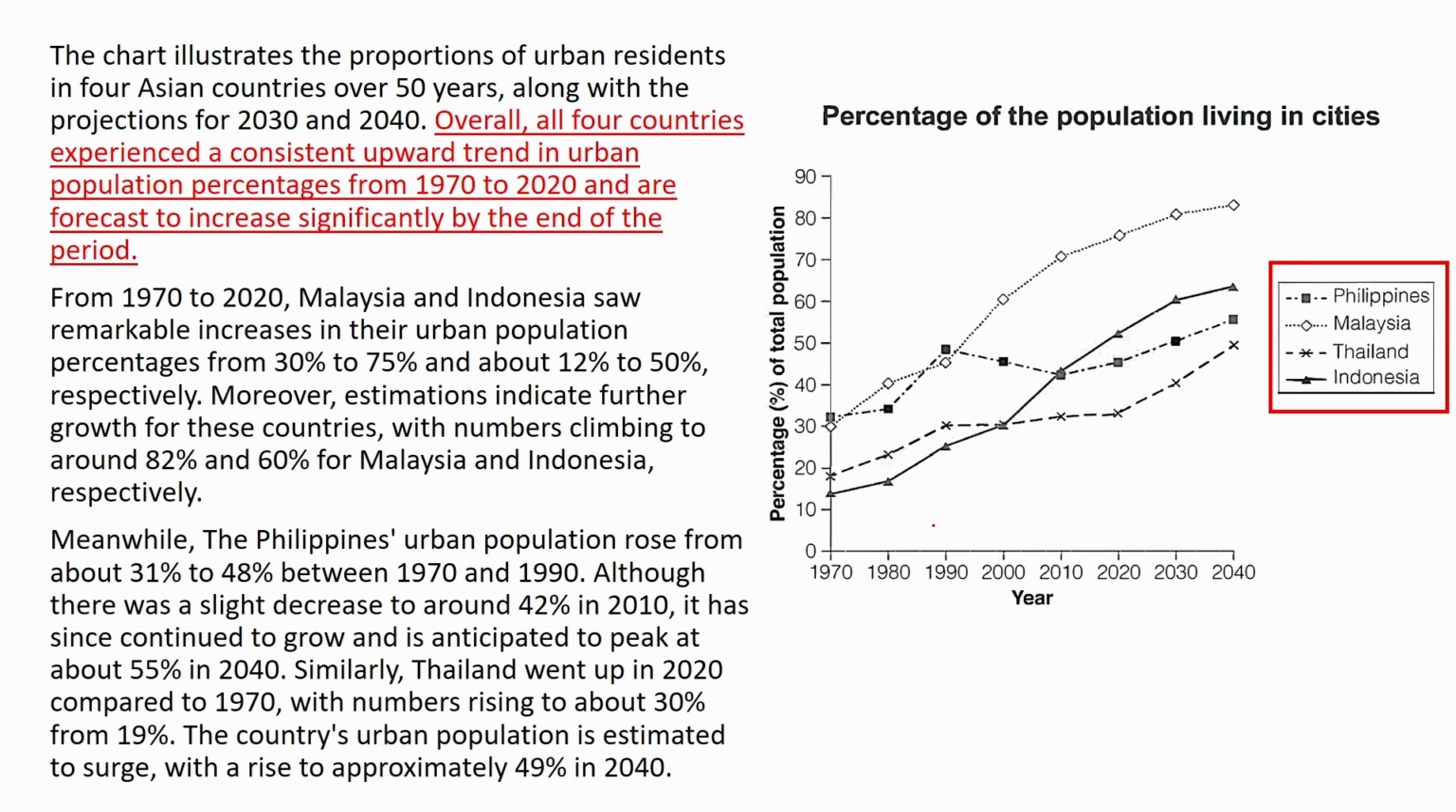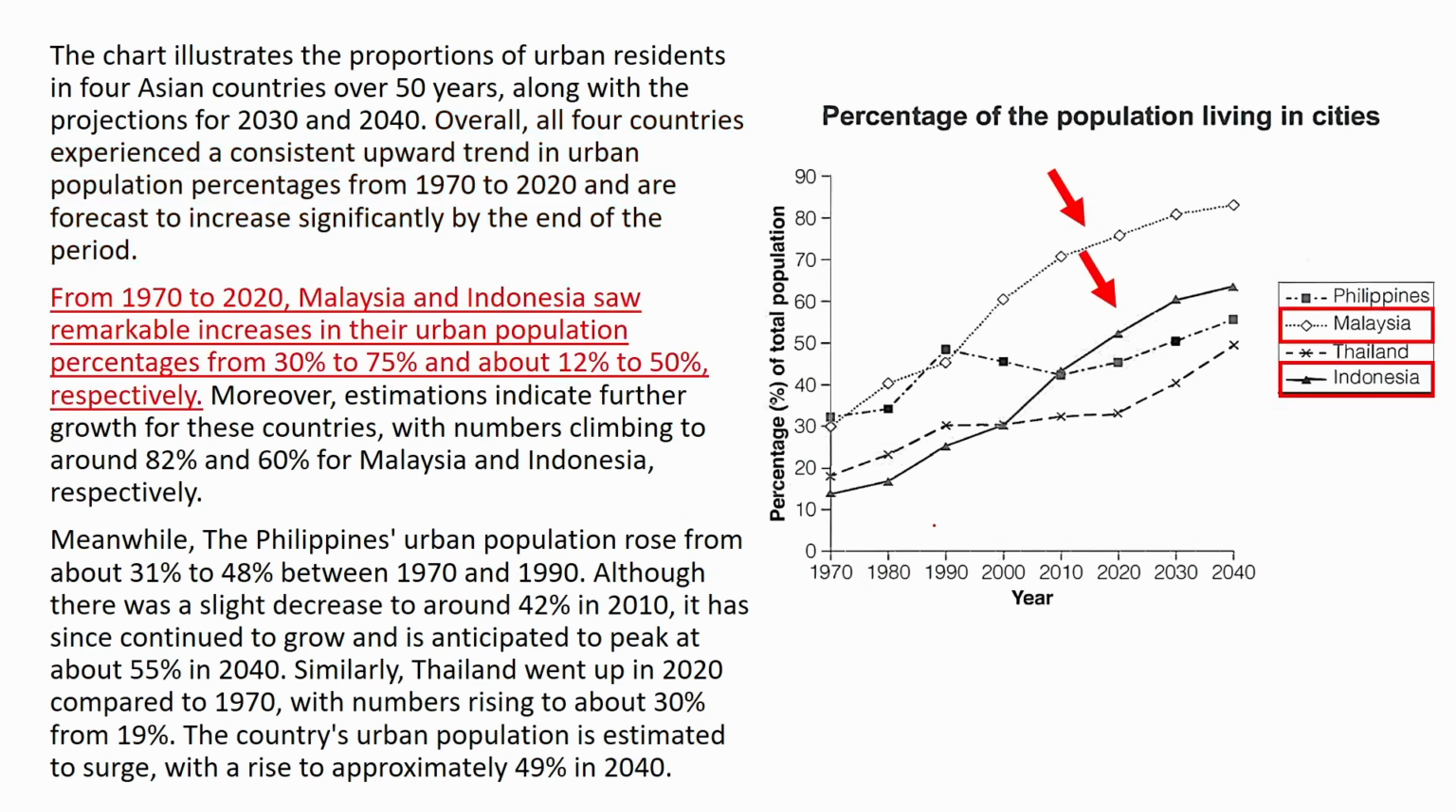So like I said, I start with Malaysia and Indonesia because they had and will have the most significant changes. So I start with Malaysia. From 1970 to 2020, Malaysia and Indonesia saw remarkable increases in their urban population percentages from 30% to 75% and about 12% to 50% respectively. Remember, when you describe changes, you have to refer to the chart and use numbers. And here the numbers are not exact, so I used about, approximately, around, and so on.